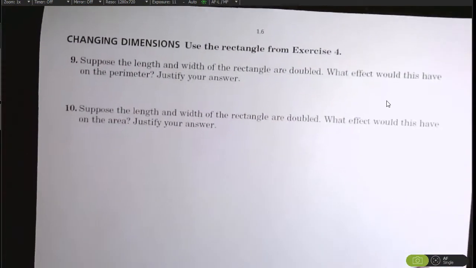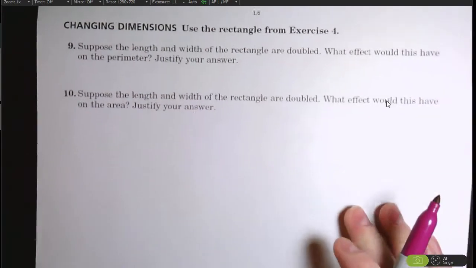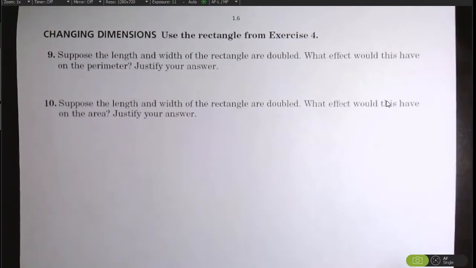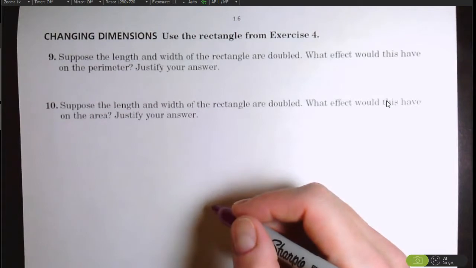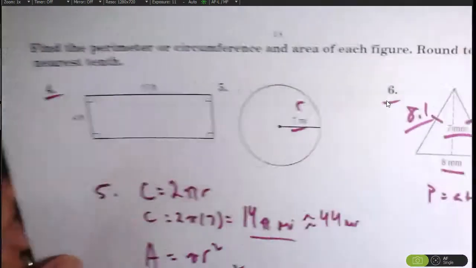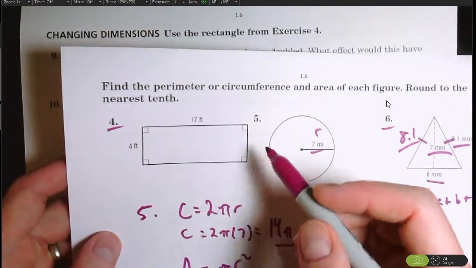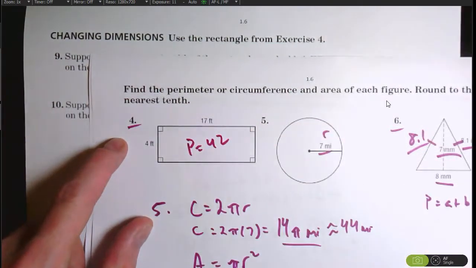And then the last problem I'm going to look at is number 9. Number 10, you do the same thing, but we'll talk about just number 9 here. It says, suppose the length and width of the rectangle are doubled. What effect would this have on the perimeter? Justify your answer. We go back to number 4, which I skipped for us, but you have your drawing here. Basically, you go back to this figure here. The perimeter was 4 plus 17 plus 4 plus 17. So for this one, the perimeter was 42.